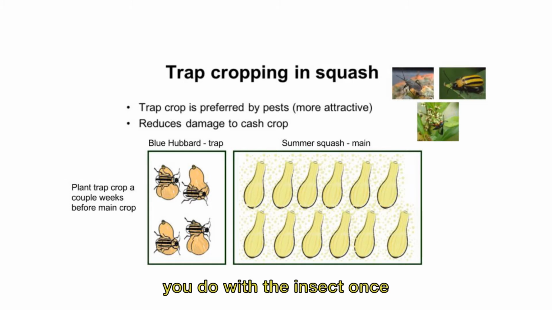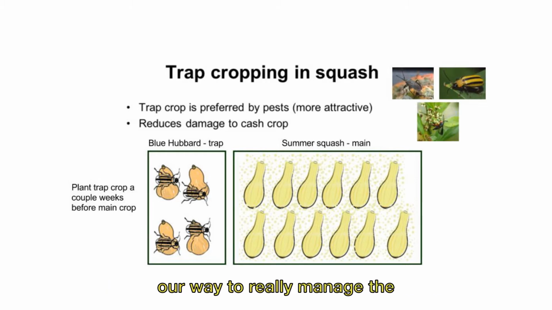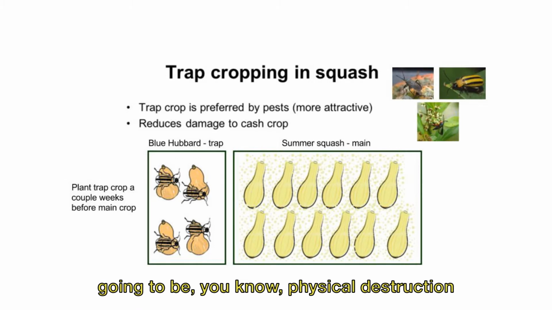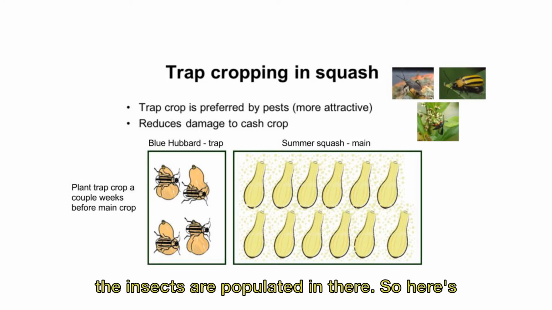Now, what you do with the insect once it's concentrated here is sort of the complicated part. In organics, our way to really manage the pest in this area is probably going to be physical destruction or burning of that trap crop. But you don't want to do that until you're pretty sure most of the insects are populated in there.